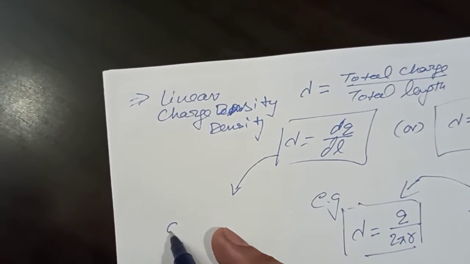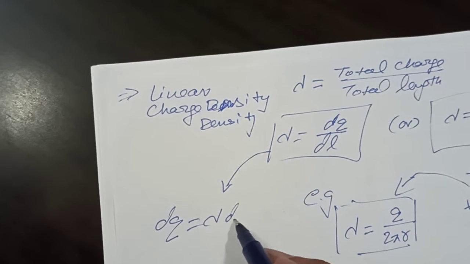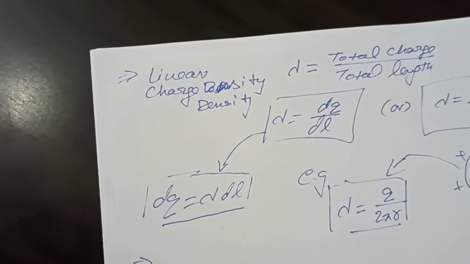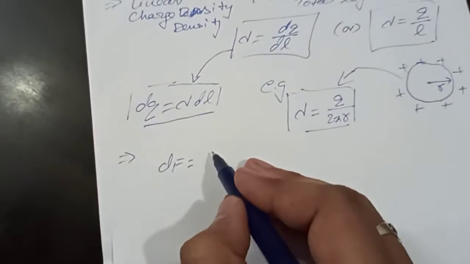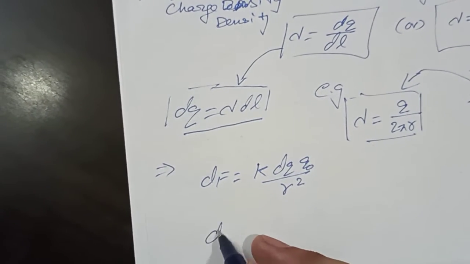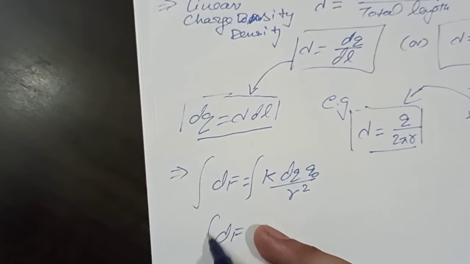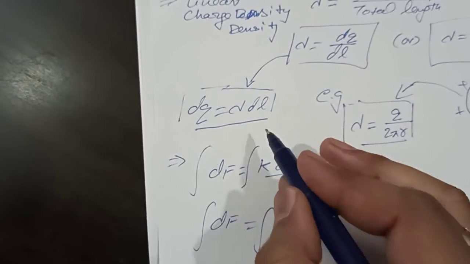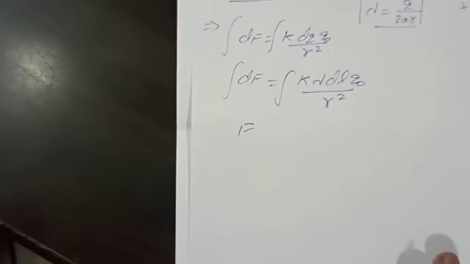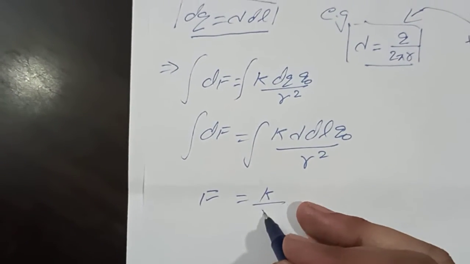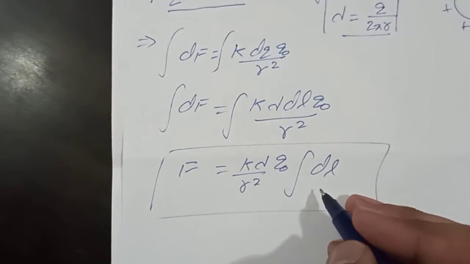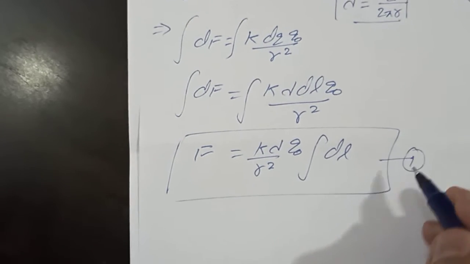From this formula we take dq equal to lambda into dl, and we will use this formula in the previous equation. dF is equal to k dq q naught by r square. Integrating on both sides, dF is equal to k dq, and dq is lambda into dl, q naught by r square. So F is equal to k by r square lambda q naught, and here comes dl. Whatever the length of dl, we will use. This is the first equation.